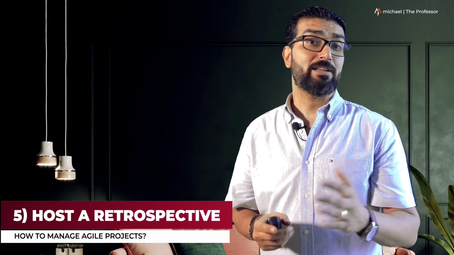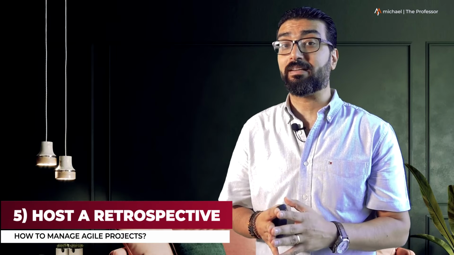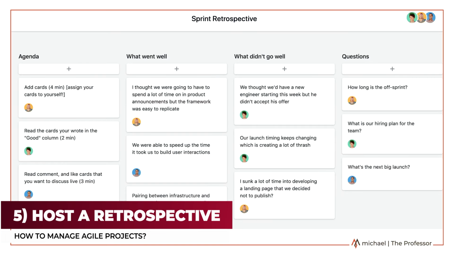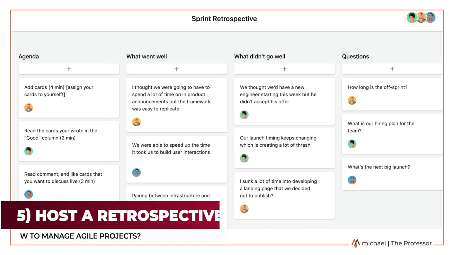Number 5. Host a retrospective. At the end of the first sprint, you will have a review meeting called a sprint retrospective to discuss the outcomes and any changes you need to incorporate into the next one.